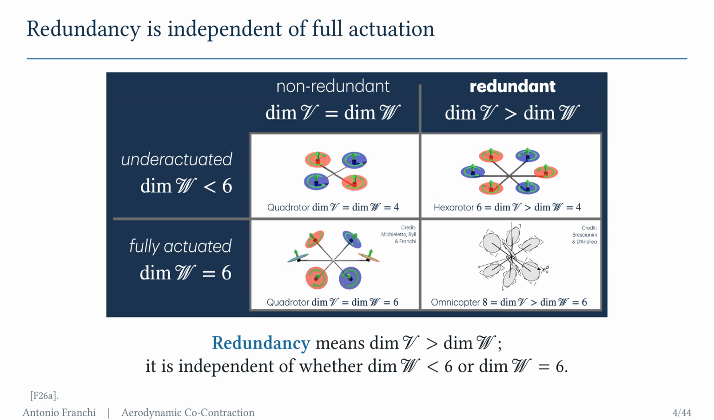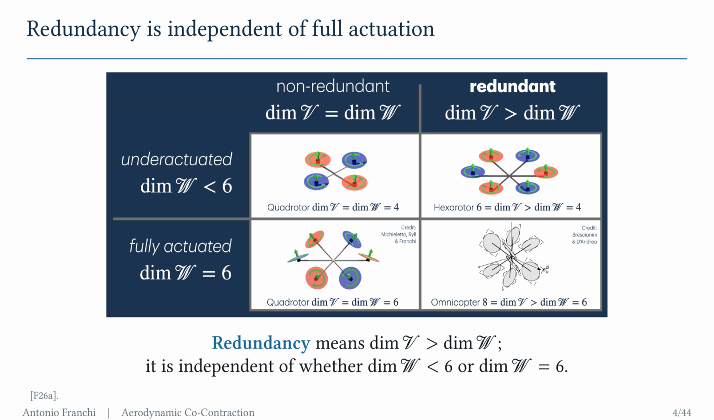Here, the task is generated rigid body wrench. Full actuation and redundant actuation describe different properties. A fully actuated aerial system can generate arbitrary wrench in the 6-dimensional rigid body wrench space. An underactuated system has a structurally lower dimensional wrench task, commonly 4 dimensions: total thrust and 3 torques.